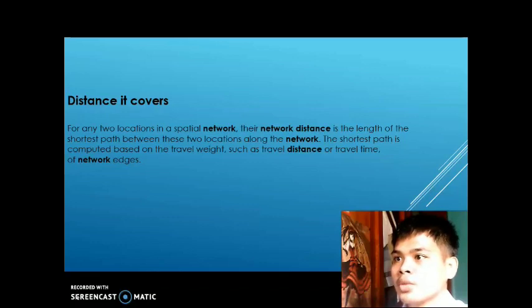Distance is covered. For any two locations in a spatial network, their network distance is the length of the shortest pathway between these two locations along the network. The shortest path is computed based on the travel weight, such as travel distance or travel time of network edges.